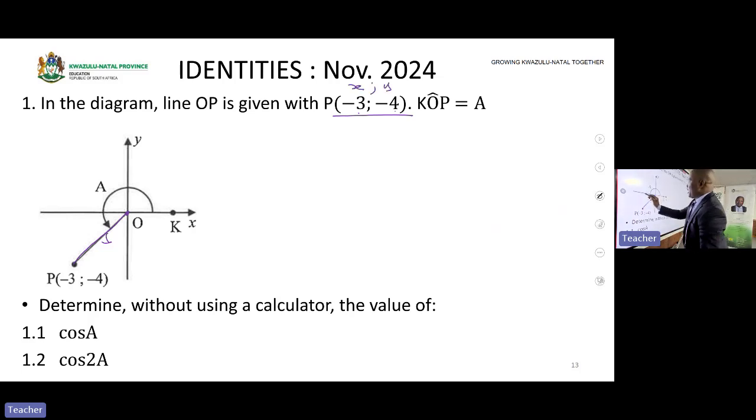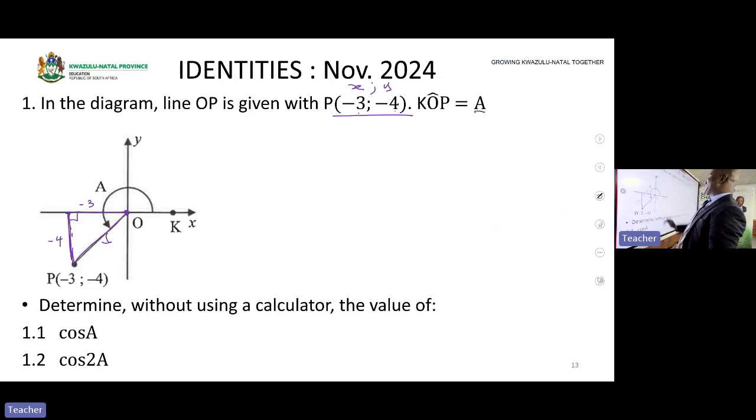So if we look at this one now, we are applying trigonometry. Looking at the given information, it says with KOP being an angle at angle A, it becomes a reflex angle, as we also recall. From the point of origin to that point, it is -3. Then the height or distance is 4 units, but because it's below, on the third quadrant, it's going to be -4.